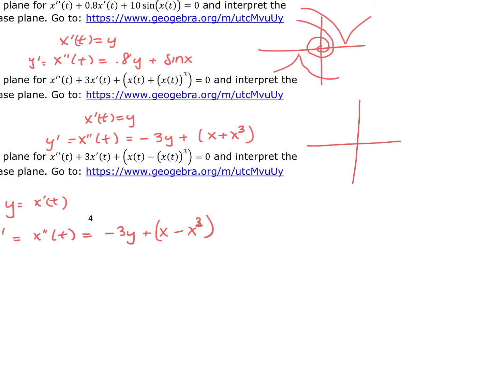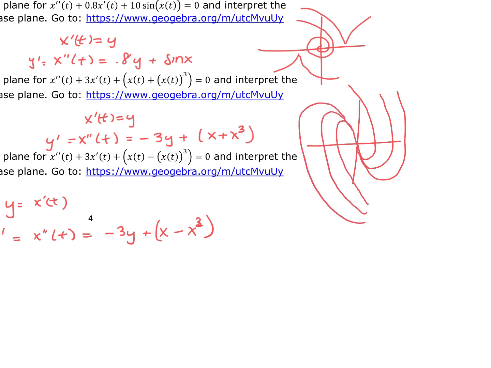This one seems to come in and go like this. And then this one comes in and seems to go in like this too. And this one seems to come in and go in like this. If we're starting down here, it comes in and goes like this. And this one comes in and goes like that. It's kind of what the graph looks like.